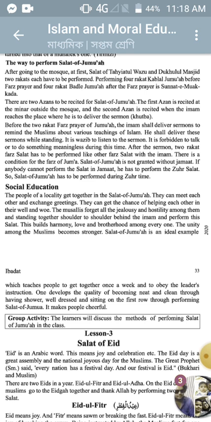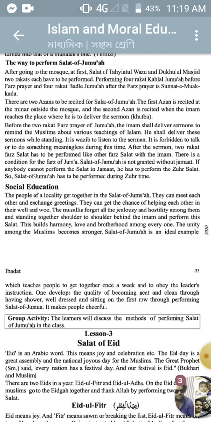Salat of Juma is an ideal example which teaches people to get together once a week and to obey the leader's instruction. One develops the quality of becoming neat and clean through having a shower, being well dressed and sitting in the first row through performing Salat of Juma. It makes people cheerful.